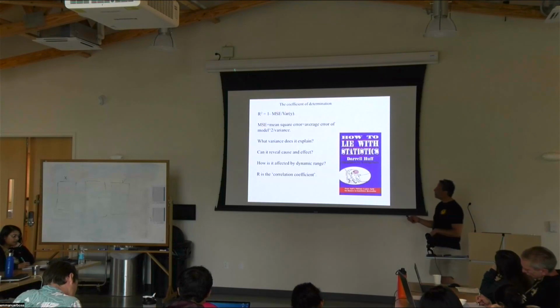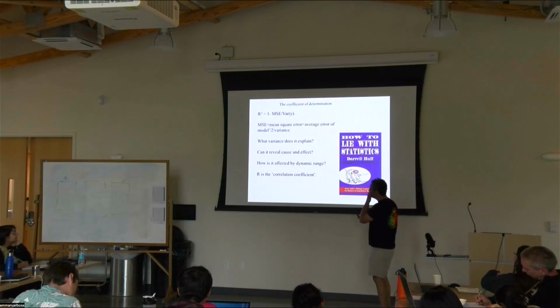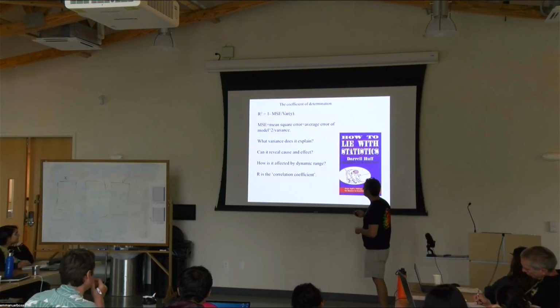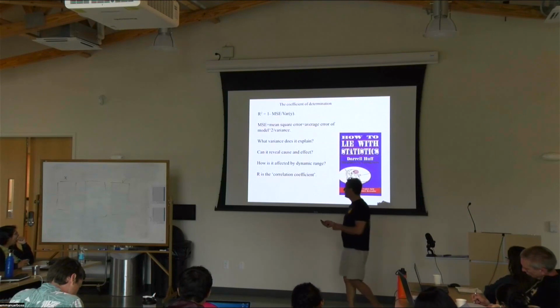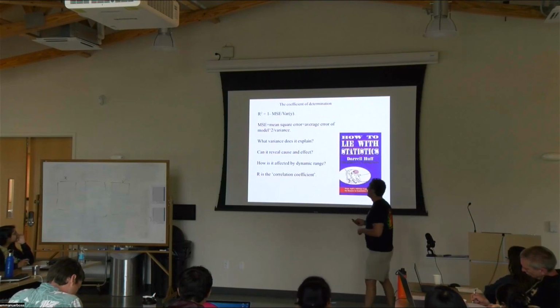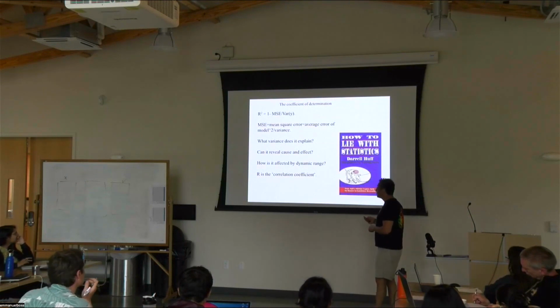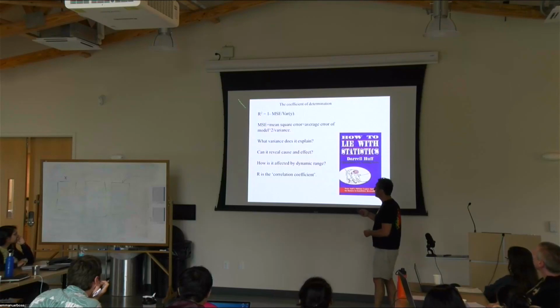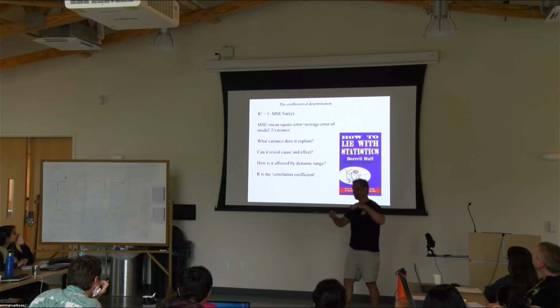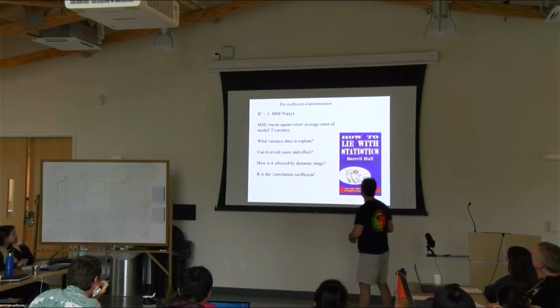Then we have this thing called the coefficient of determination, which has to do with the mean square error, etc. You'll see people say that it explains the variance. It does not reveal cause and effect. Nothing does. It's strongly affected by the dynamic range. The bigger the dynamic range, the more variance is explained, because variance is also affected by the dynamic range.